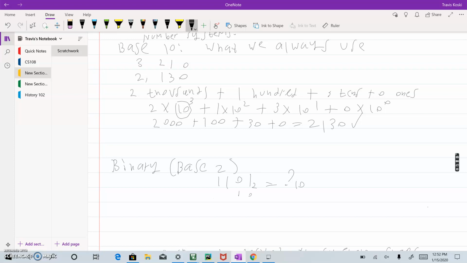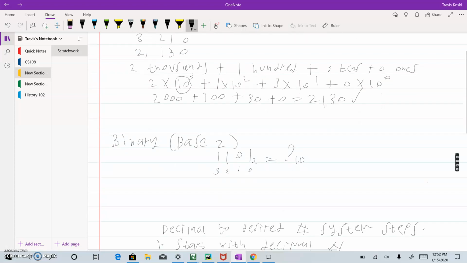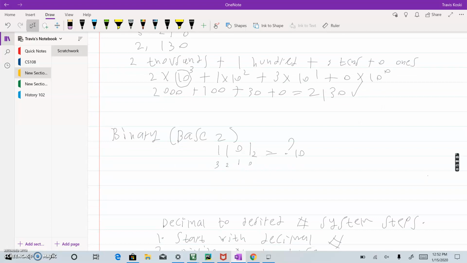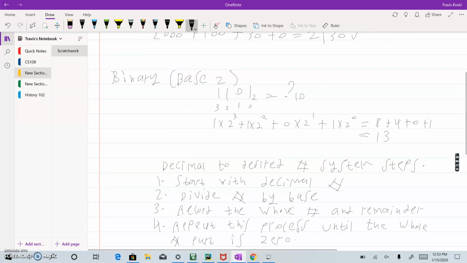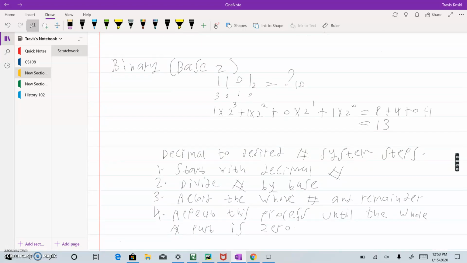We've got 0, 1, 2, 3, but the only digits that we're working with are 1 and 0, which makes the multiplication easy. So let's go ahead and start. We have 1 times our new base, which is 2, raised to the third, plus 1 times 2 squared, plus 0 times 2 to the first, plus 1 times 2 to the 0, which is equal to 8, plus 4, plus 0, plus 1, which is equal to 13. As you can see, nothing too terribly complicated here.